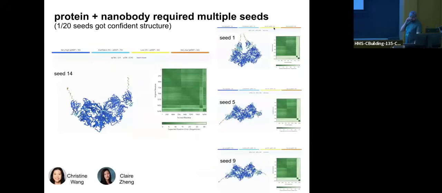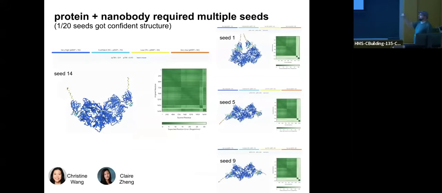Another example, and this is something Christine and Claire shared with me today. I hid the protein just in case it was insensitive, but this is a really exciting example: a protein and a nanobody docked to it. Initially when they approached me, they said, hey, with one antibody sequence, AlphaFold is really confident. Another antibody sequence is not confident. What's going on? And I said, well, maybe you should just increase the number of seeds.